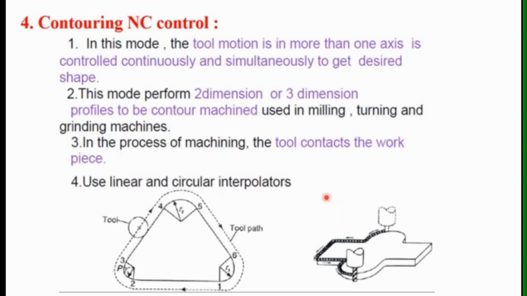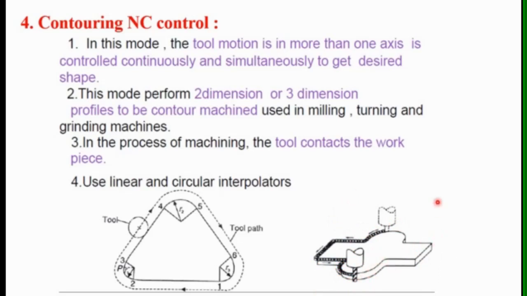It is used in milling, turning, or grinding operations also. This type of control is used. Then again, in this process of machining, the tool comes in contact with the workpiece, and it uses linear and circular interpolators here.